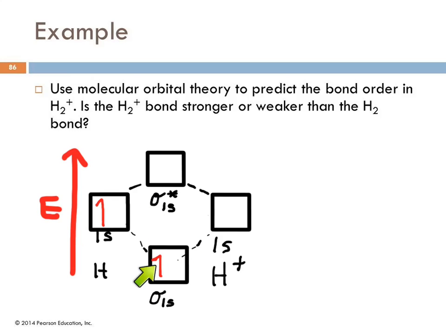This is bonding, right? How many electrons in this box? One. Okay, good. How many electrons in this box? Zero. 1 minus 0 divided by 2 equals 1/2. This is the bond order for H2+. Is that bond stronger or weaker than the H2? It's weaker, because H2 had a bond order of 1.